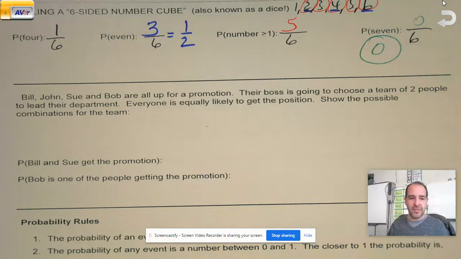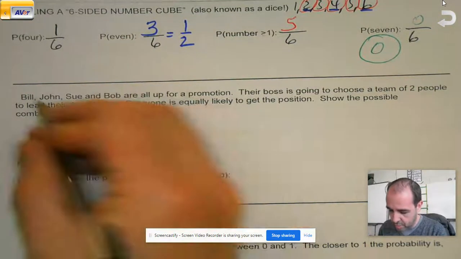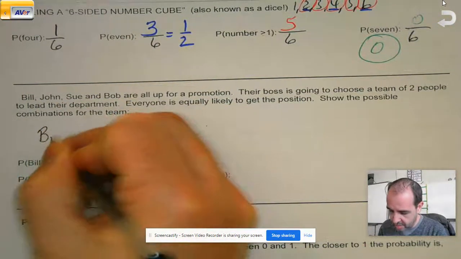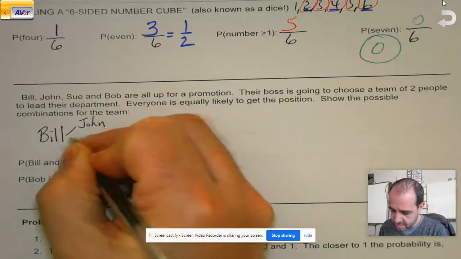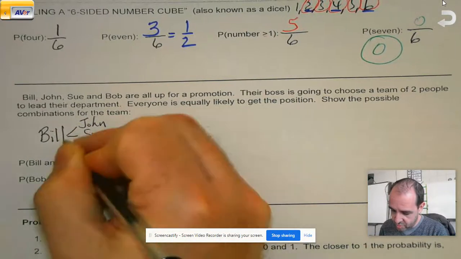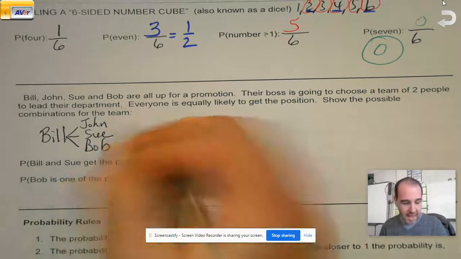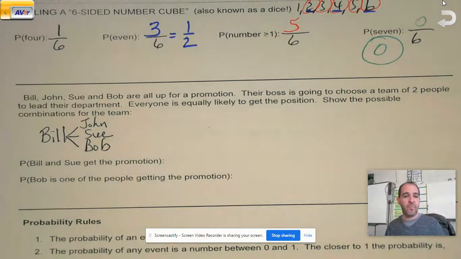And here's what I like to do. I'm just going to go in order here. If I start with Bill, Bill could get comboed with John, could get comboed with Sue, could get comboed with Bob. Okay? So let's say now instead of starting with Bill, we start with John.